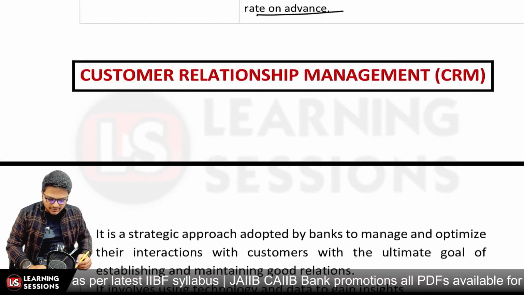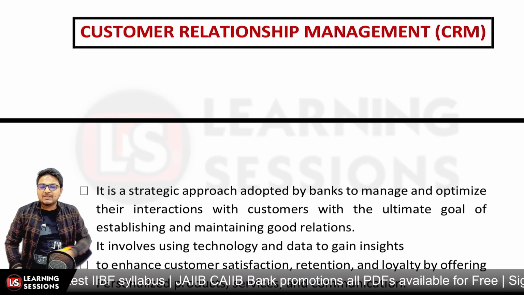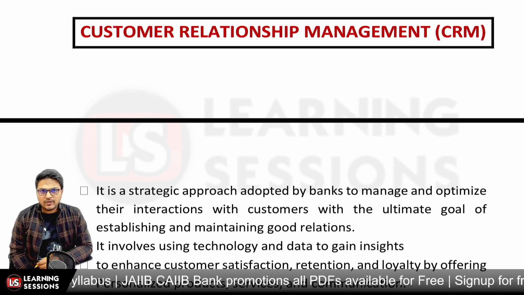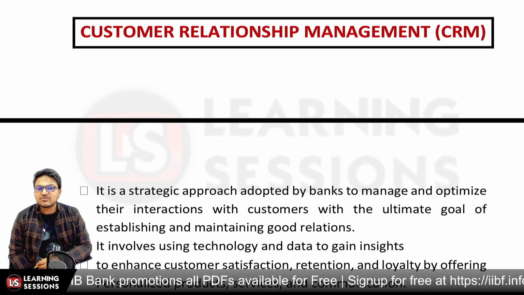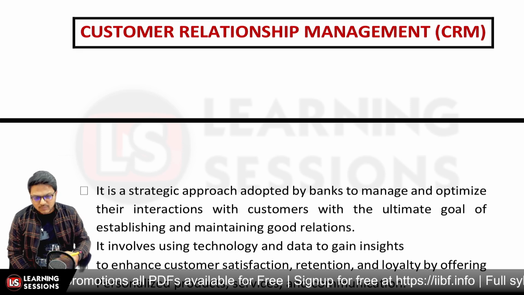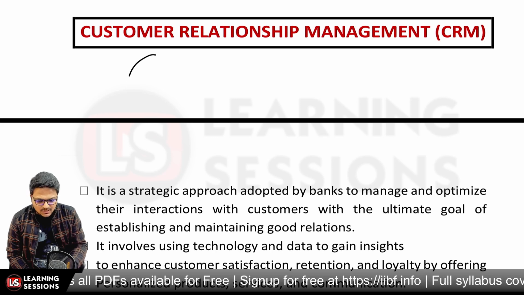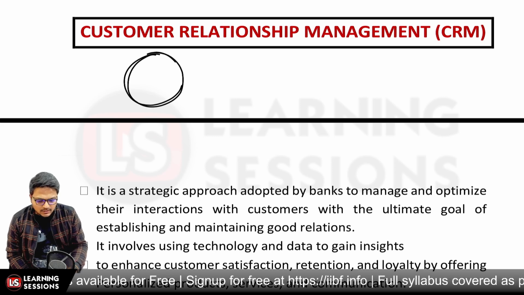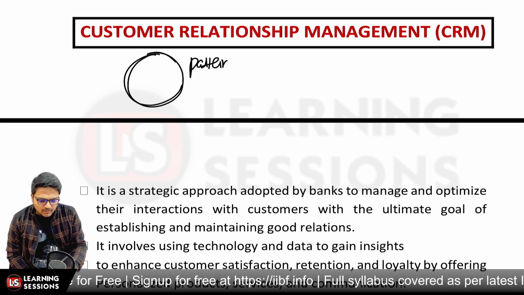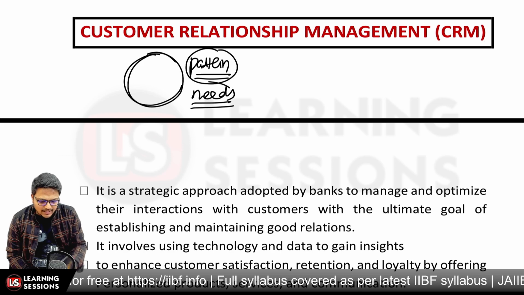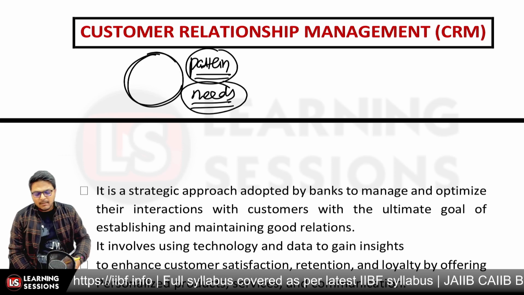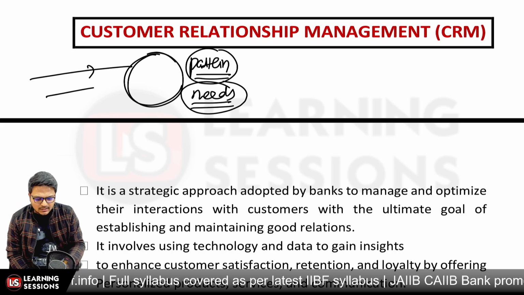And after that, in this particular chapter of CRM, we are going to cover customer relationship management. Now, customer relationship management is basically a strategic approach. Strategic approach means that, let's say we have customers with us, and now we want to look for their patterns. We want to look for the income pattern, the transaction pattern, and their needs in their credit history or transaction history. Based upon that, we'll be offering the product to them.